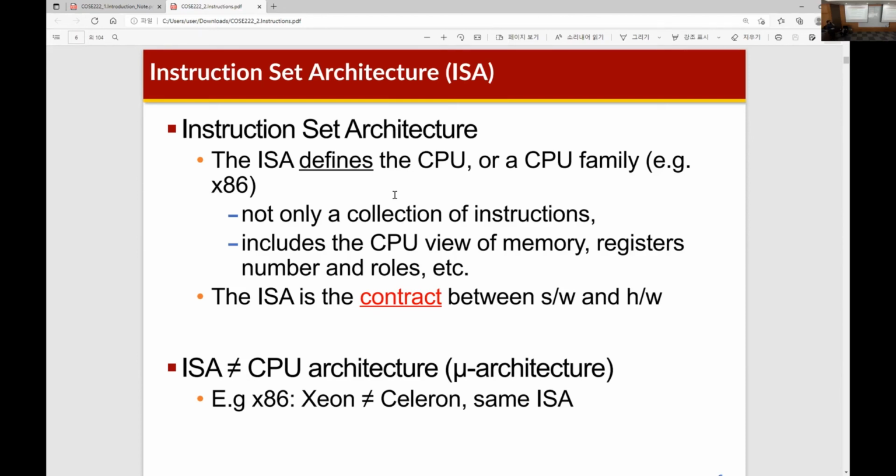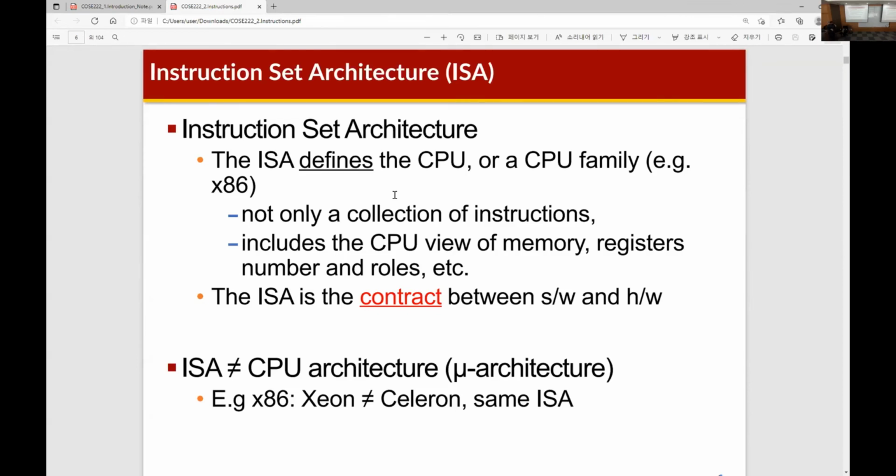And sometimes we can be confused with the CPU architecture, like microarchitecture. Instruction set architecture is different from microarchitecture. Intel also has various families of CPU architecture, such as Haswell, Ice Lake, and recently Alder Lake, and so on. That is what refers to the microarchitecture. But the instruction set architecture supported by Intel CPUs is x86.